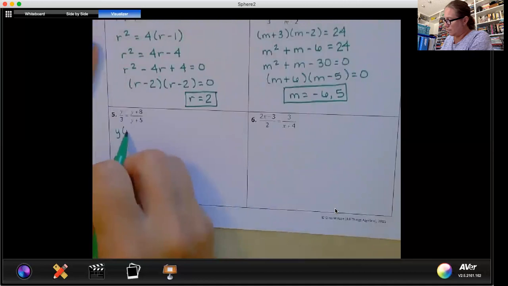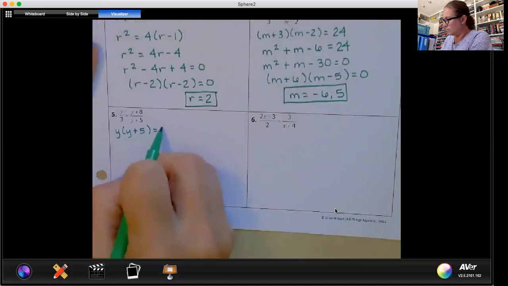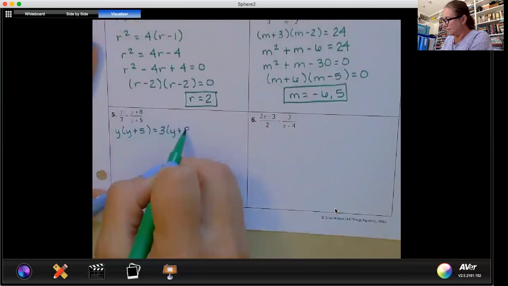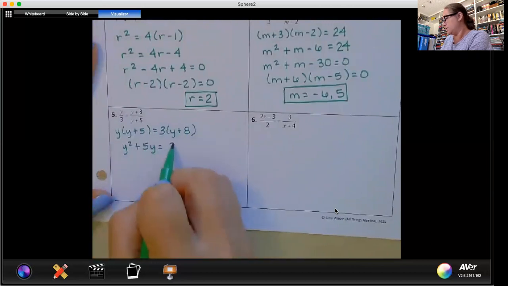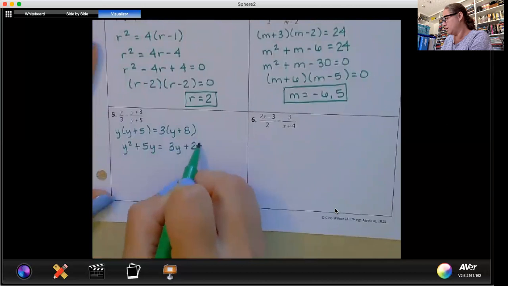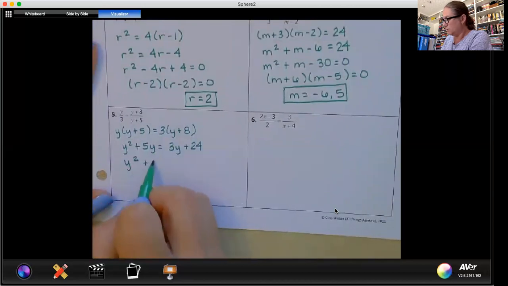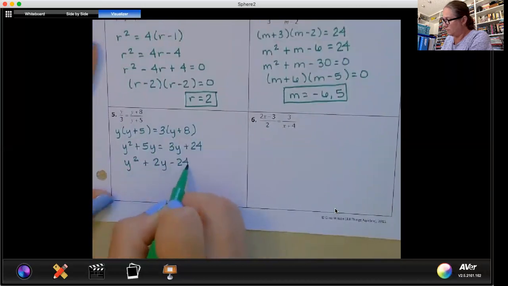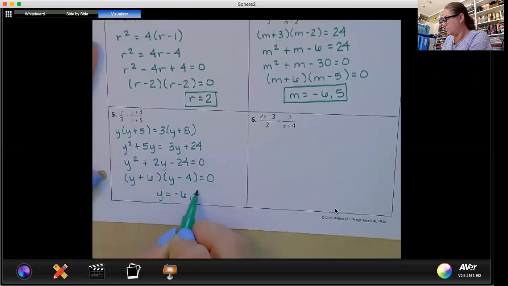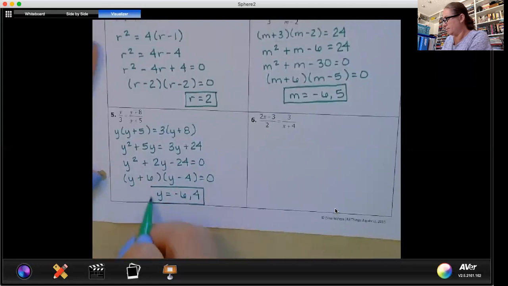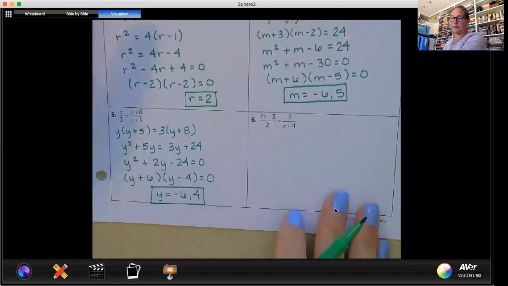And y times y plus 5 equals 3 times y plus 8. That's y squared plus 5y equals 3y plus 24. y squared plus 2y minus 24 equals 0. y plus 6, y minus 4 equals 0. So y is negative 6 and 4. Neither will make a denominator 0.